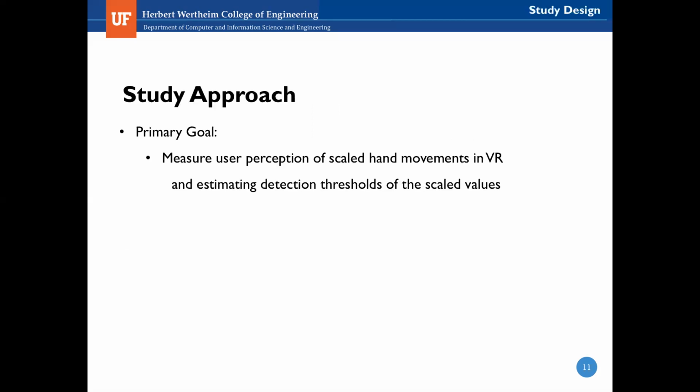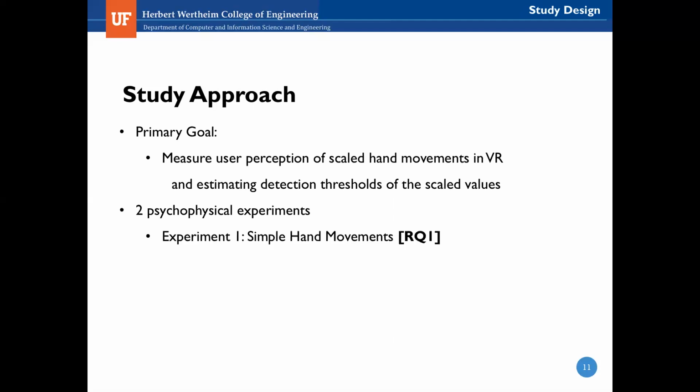In order to answer our research questions, we conducted 2 psychophysical experiments to be able to measure user perception and to estimate the detection thresholds using psychometric function. In experiment 1, we only focused on simple hand movements and limiting the user to move their hand in only one direction at a time to answer our first research question.